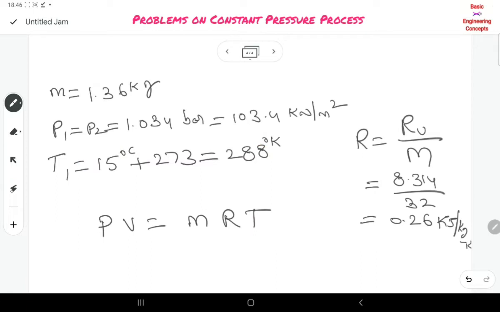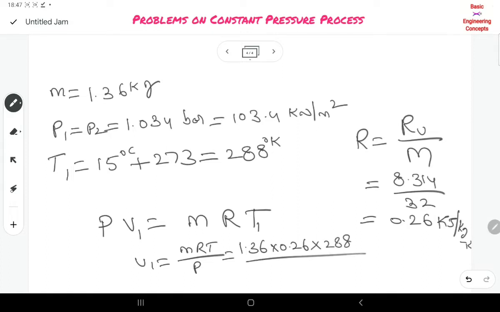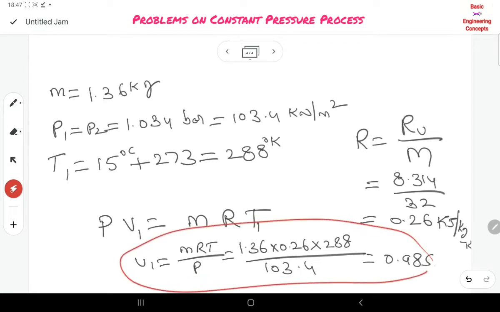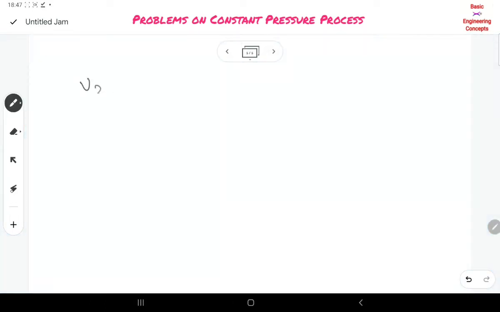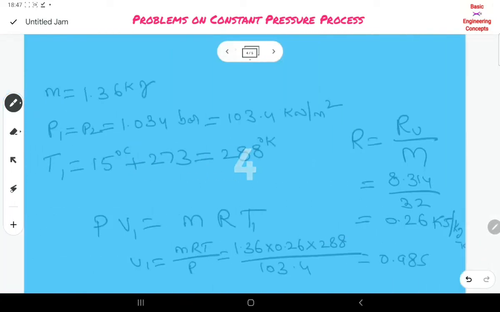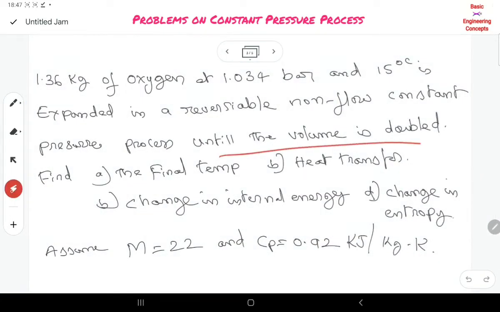Then you can calculate V1. V1 is equal to MRT1 by P, that is 1.36 into 0.26 into 288 by 103.4, which is equal to 0.985. Once V1 is calculated, then you can easily find V2. V2 is equal to 2V1, as the data given in the problem says the volume is doubled.